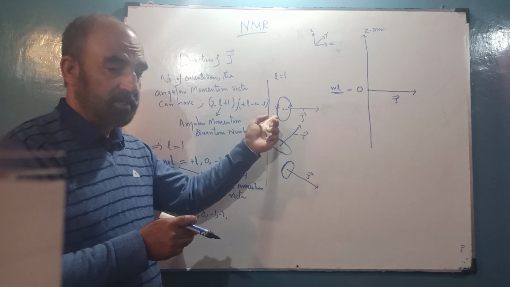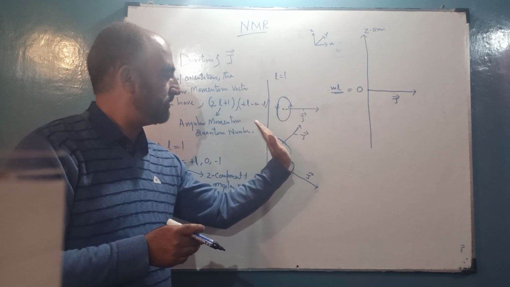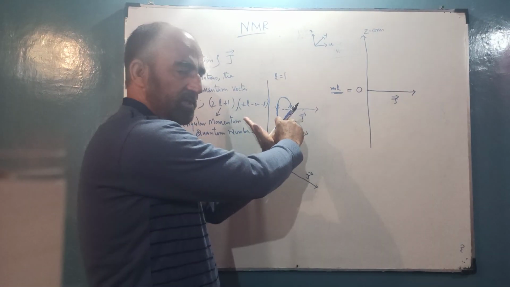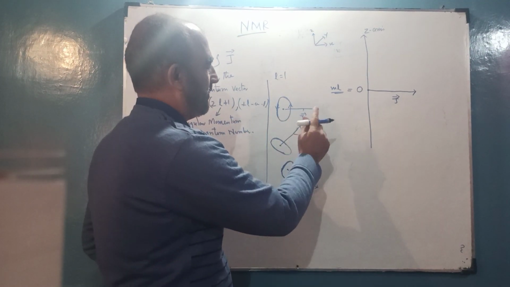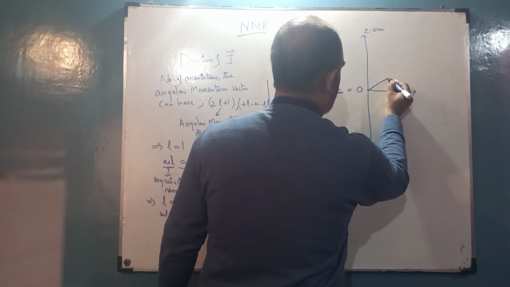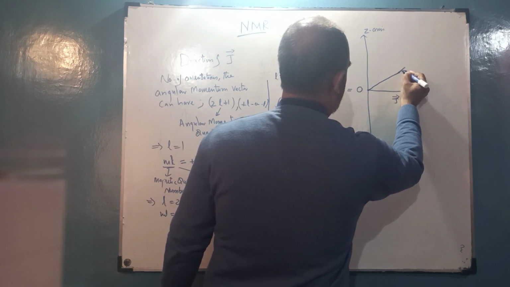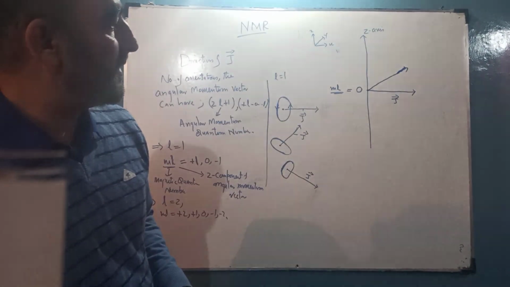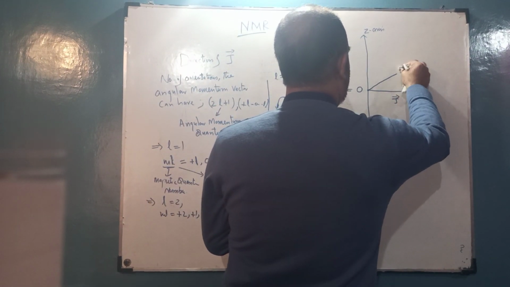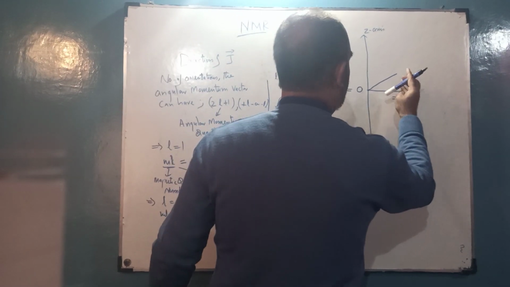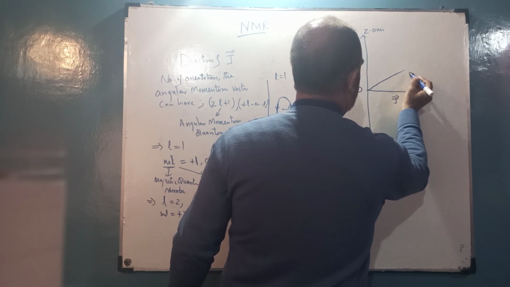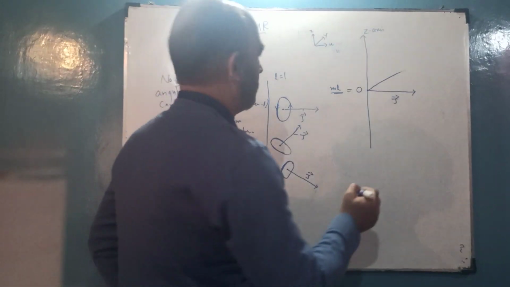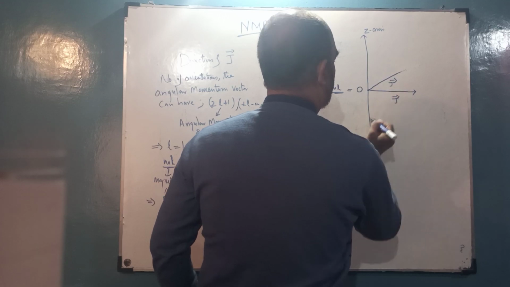Now, how is it different from this? In this case, the plane has tilted. The plane was like this, and the angular momentum vector was like this. Now the plane has tilted, and the angular momentum is like this. So if I draw it over here, in this case also, this is the angular momentum vector.